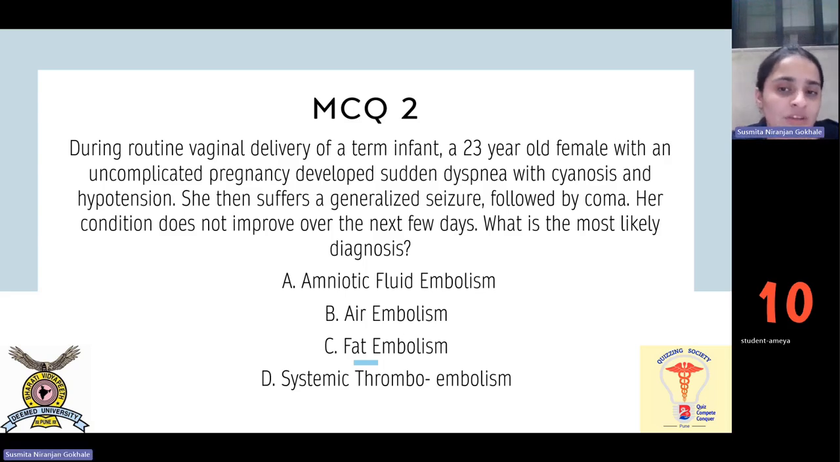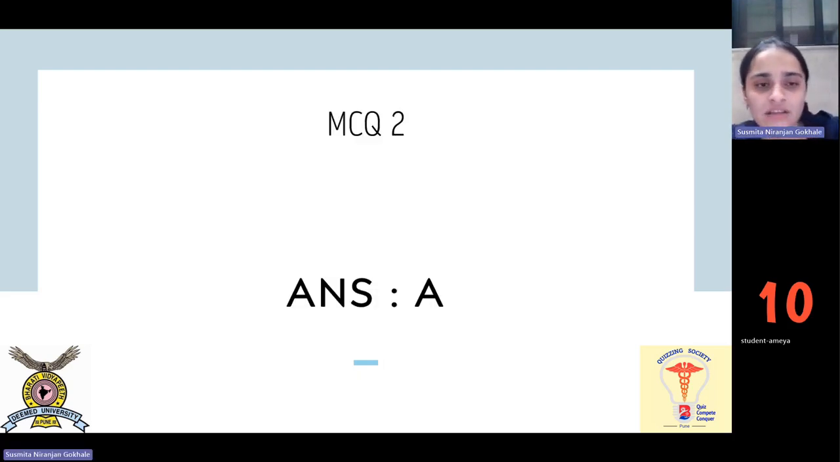Then we have systemic thromboembolism, which usually occurs due to blood clots dislodging and traveling to distant sites, but it would more commonly present with symptoms specific to the organs it affects. Hence, we'll rule out option D as well. Thus, the most appropriate option according to me is option A, amniotic fluid embolism. Now, let us go to the answer of this question. Yes, the answer is A, amniotic fluid embolism. I hope you had paused the video before seeing the answer.